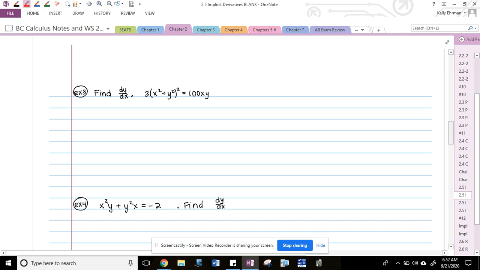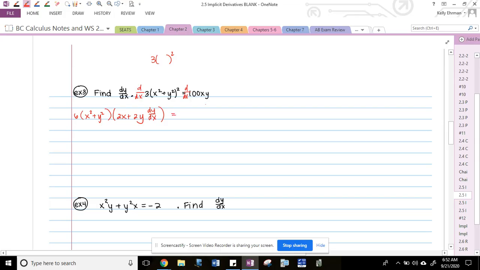On example 3, same thing. We're going to have to use a little chain rule here and product rule. Okay, so the derivative with respect to x here. So first, we're going to take the derivative of 3 times something squared. So that is going to be 6 times the thing to the first power. And then we're going to take the derivative of the inner function. So the derivative of that is 2x plus 2y dy/dx.